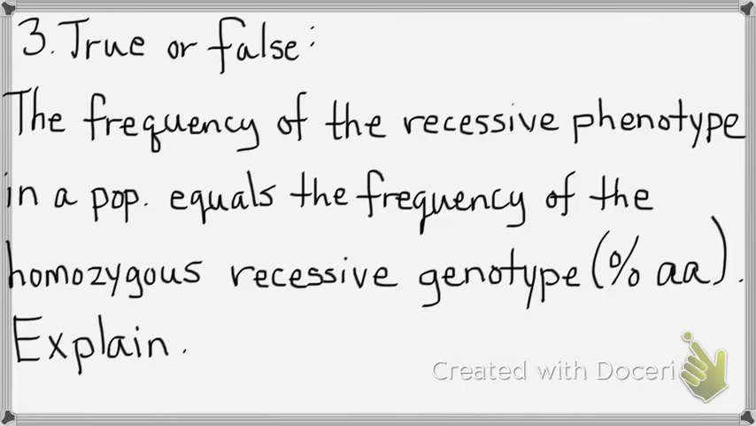Number three is true or false. The frequency is how often you find it. The frequency of the recessive phenotype means how often I could find individuals that were recessive. The frequency of the recessive phenotype in a population equals the frequency of the homozygous recessive genotype, in other words, little a, little a. Is that true? Yes. So you can count in a population how many individuals are recessive, and that is your percent little a, little a. And you may also remember we call that q squared in Hardy-Weinberg.